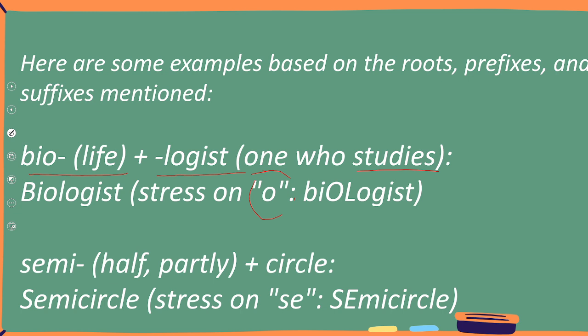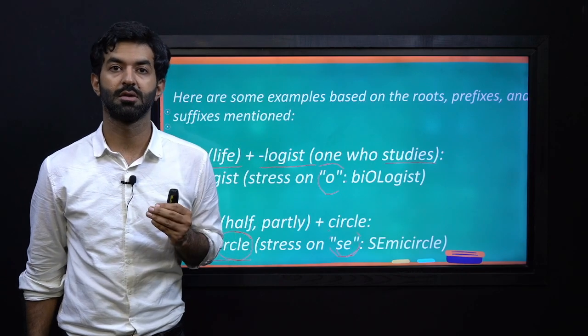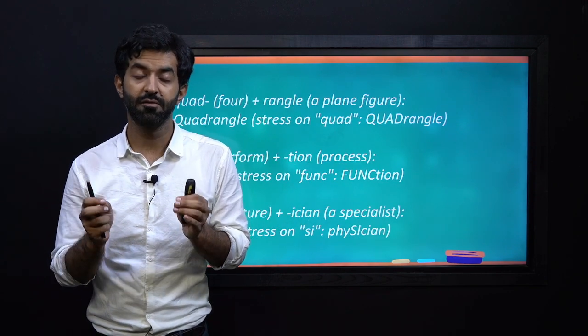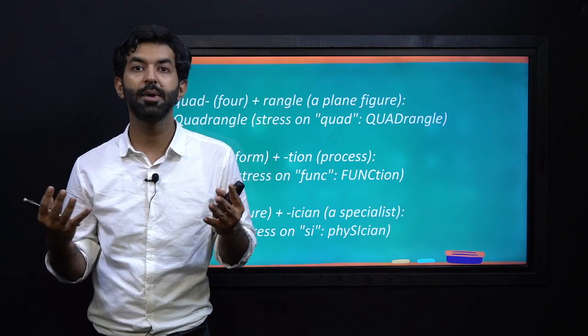Now, semi means half plus circle, which is our root word. So, semicircle, semi is our prefix and circle is our root word. And we have to stress on the SE at the start. So, it's semicircle. So, students, now with these prefixes, you can create so many different words.